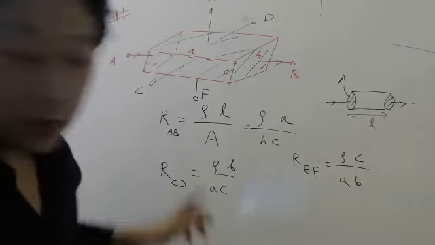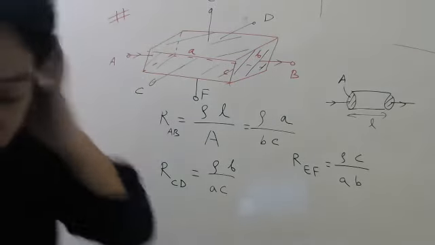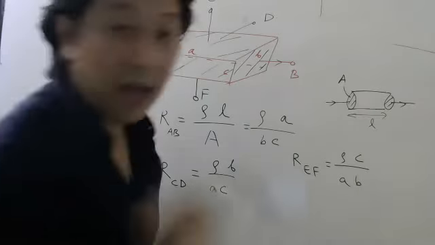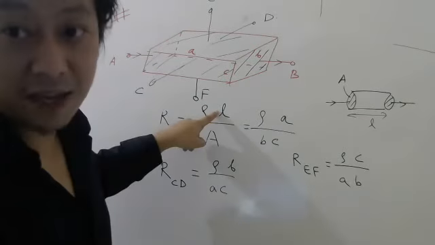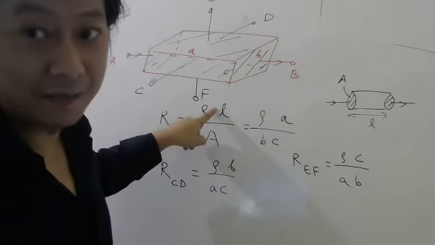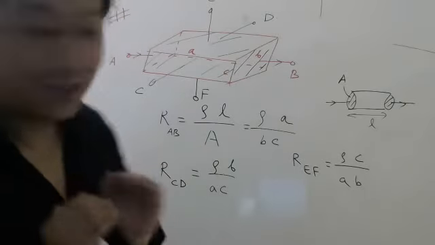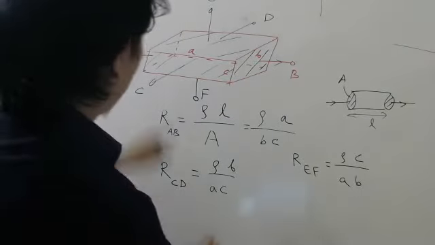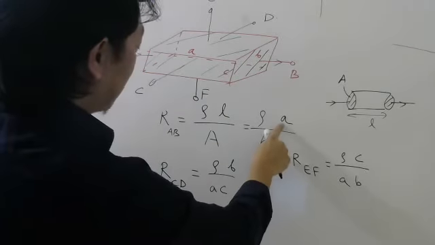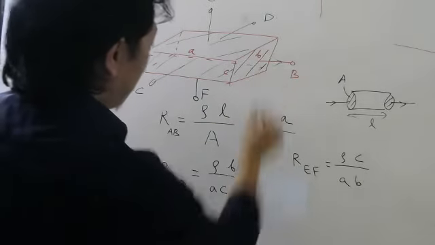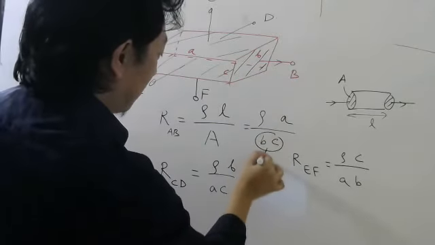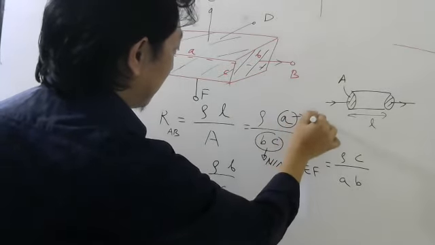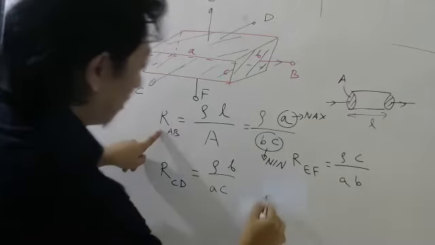Okay, so can you quickly see this formula and tell me which is the largest resistance? Largest resistance means length should be maximum, area should be minimum. Then this will be maximum. So which is the maximum resistance? Where is the length maximum? Length is maximum here, and this area is minimum. So this is the minimum area, and this is the maximum length. So this resistance will be maximum.